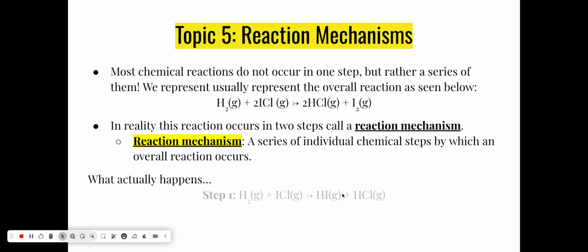So what actually happens is that H2 will react with one ICl molecule. Now when that happens, we go from three molecules reacting down to two. The probability of that occurring is much, much greater. And then they'll produce HI plus HCl. Now that molecule of HI that's produced will react with the second molecule of ICl, producing our HCl plus our I2. So again, this chemical reaction really occurs in a series of two steps.